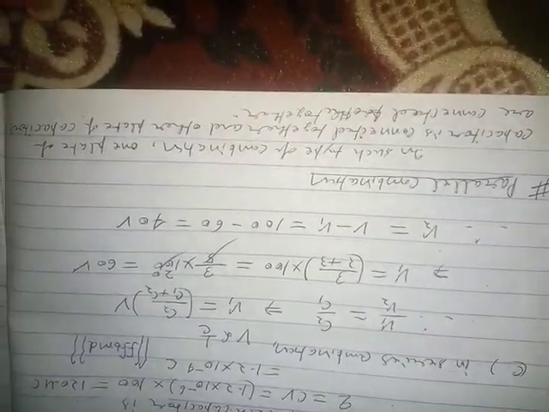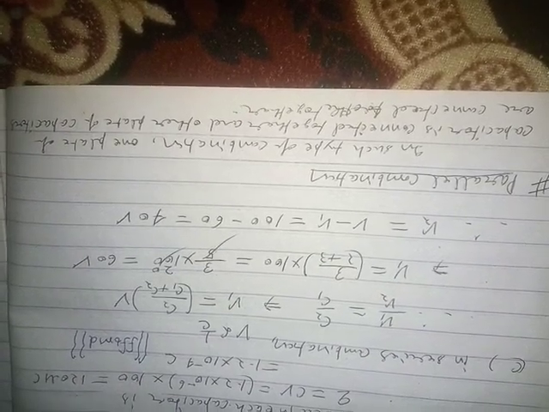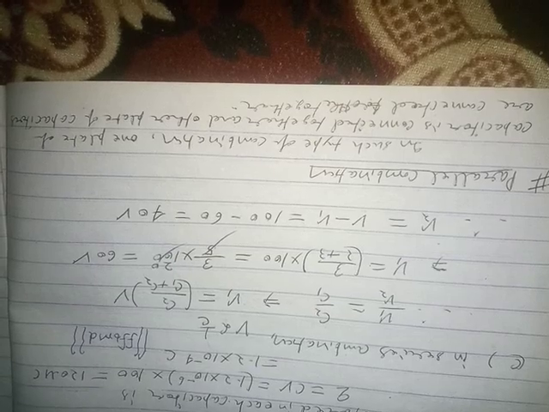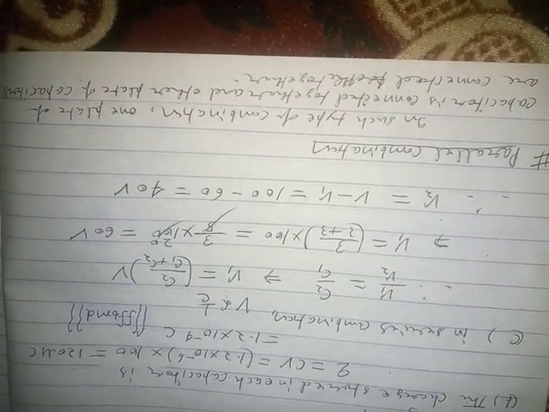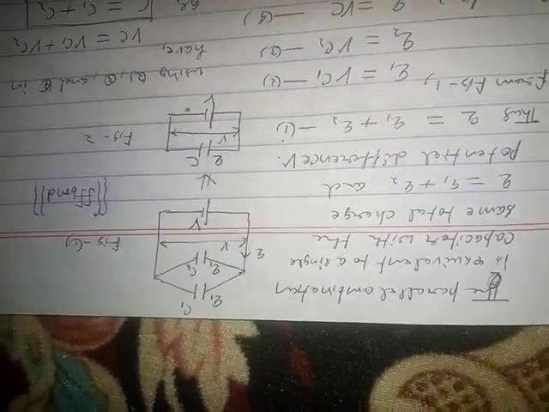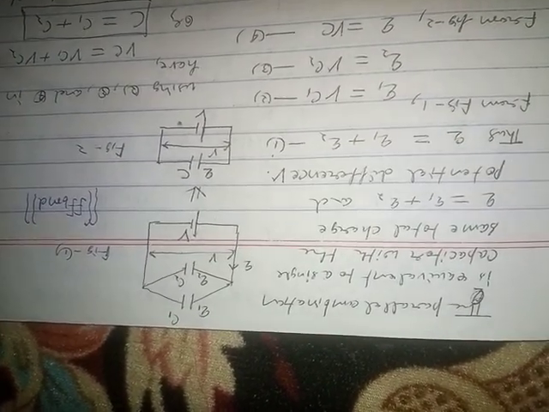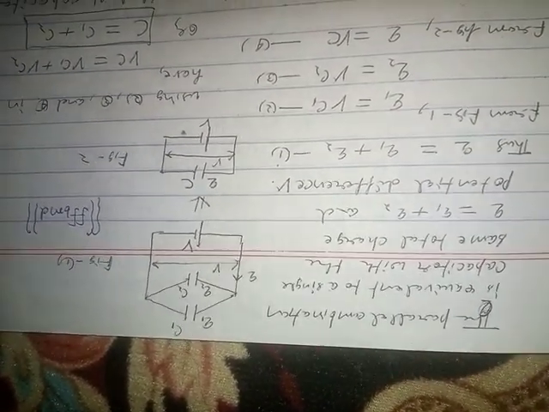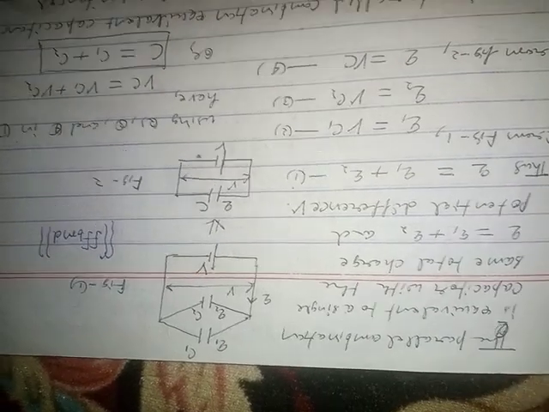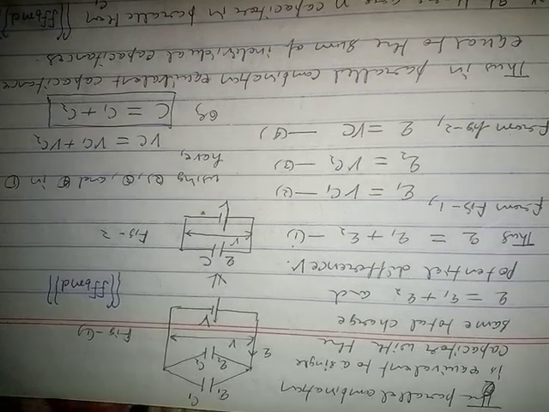Parallel combination. In this type of combination, one plate of each capacitor is connected together and the other plates of the capacitors are connected to the other end. The parallel combination is equivalent to a single capacitor with the same total charge Q equals Q1 plus Q2 and potential difference V. Thus Q equals Q1 plus Q2.